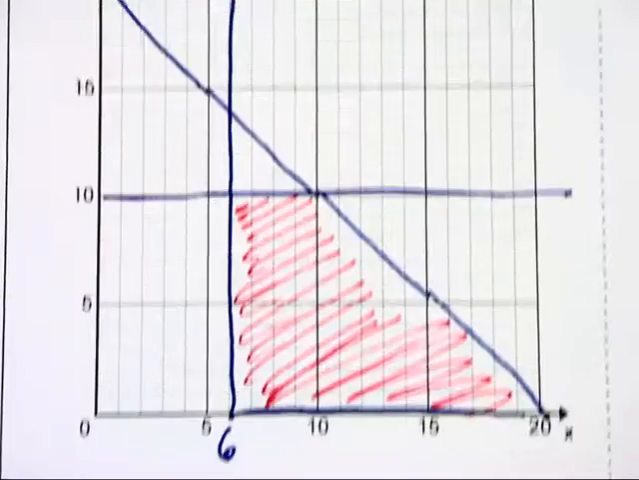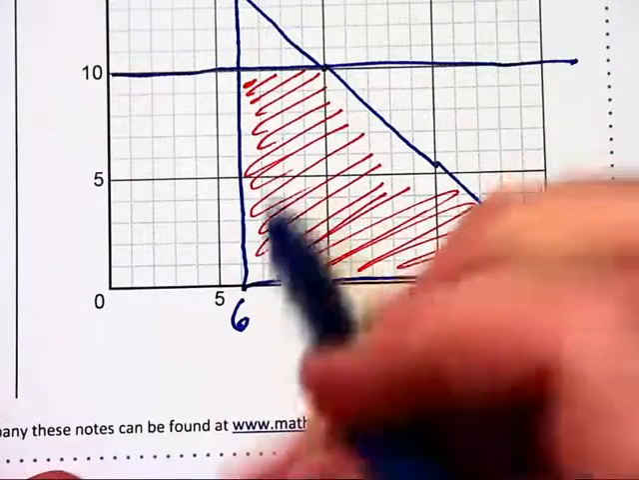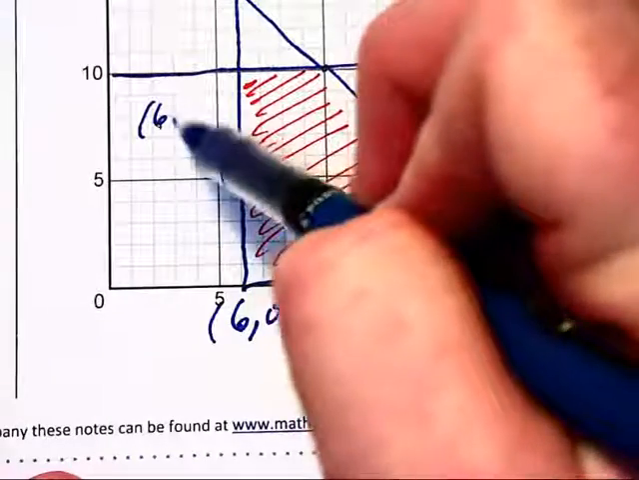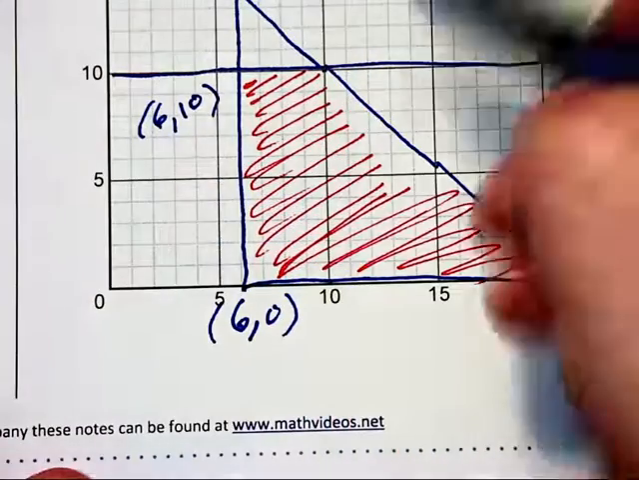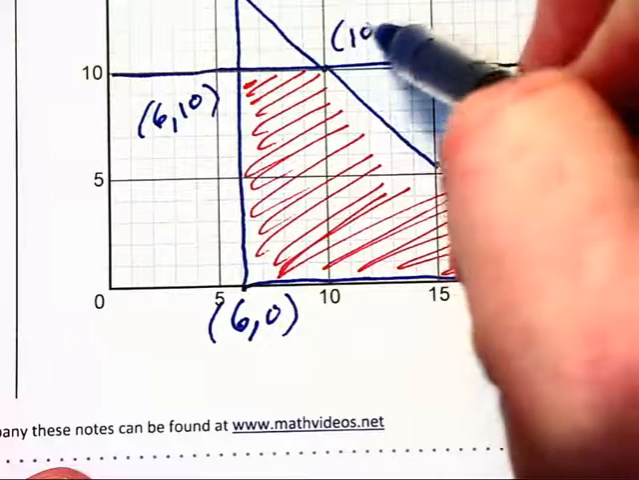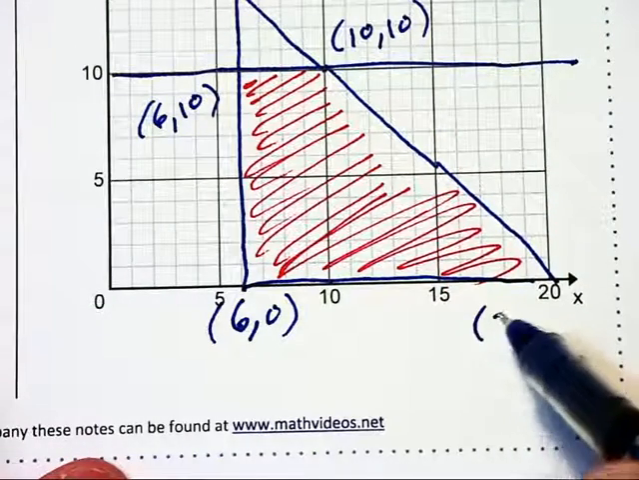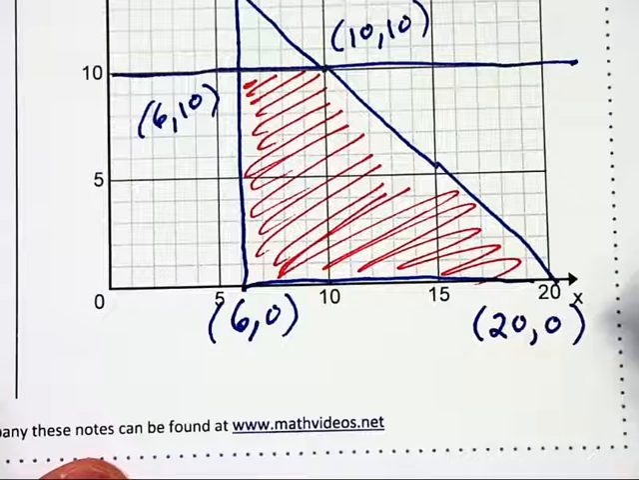And let's identify these vertices. We have (6, 0) on the bottom left. We have (6, 10) on the top left. We will have (10, 10) up there on the top right. And down on the bottom right we will have (20, 0).